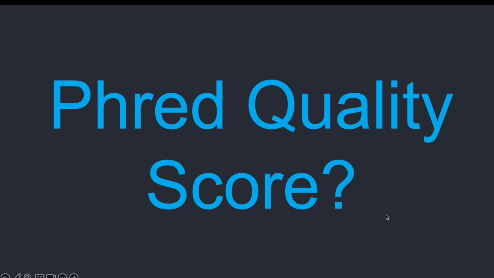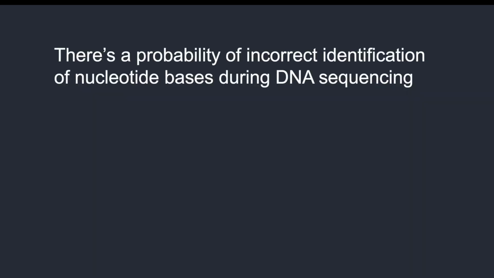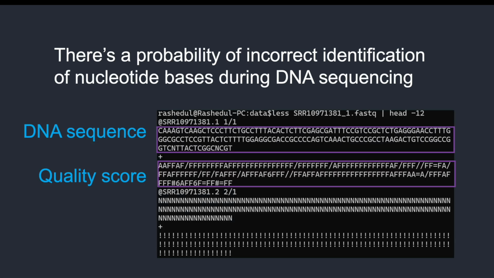Hello everyone, today we will learn about Phred Quality Score or Q score. During sequencing, sequencing machines make mistakes to identify the correct bases. Therefore, error probabilities are assigned to the nucleotide bases that have been sequenced. Let's take a look into a FASTQ file.